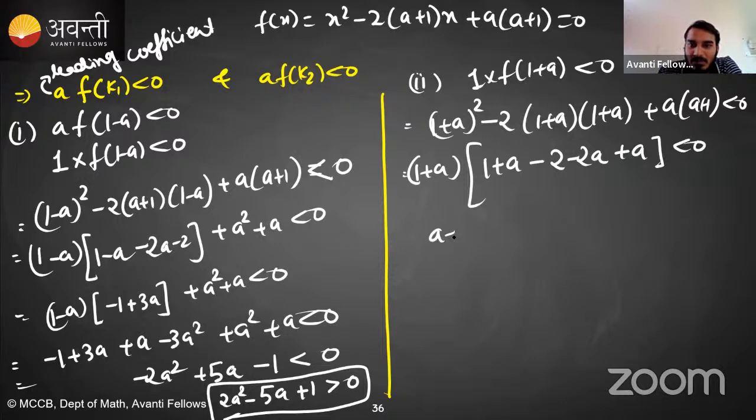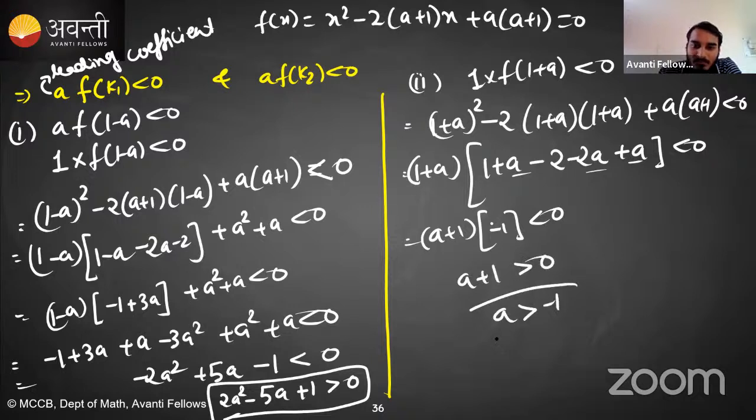So this is (a plus 1) into, what is the inequality? A minus 2a. So cancel out. 1 minus 2, minus 1 less than 0. So a plus 1 greater than 0. From here we get a greater than minus 1. So now we have to solve this inequality also. Yes or no? So this is your answer 2. This is your answer.